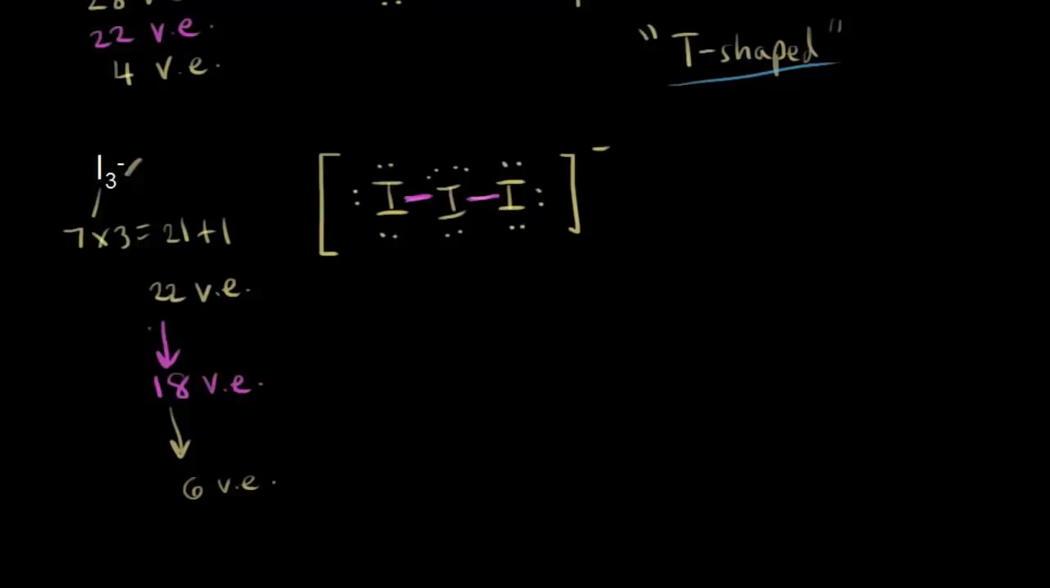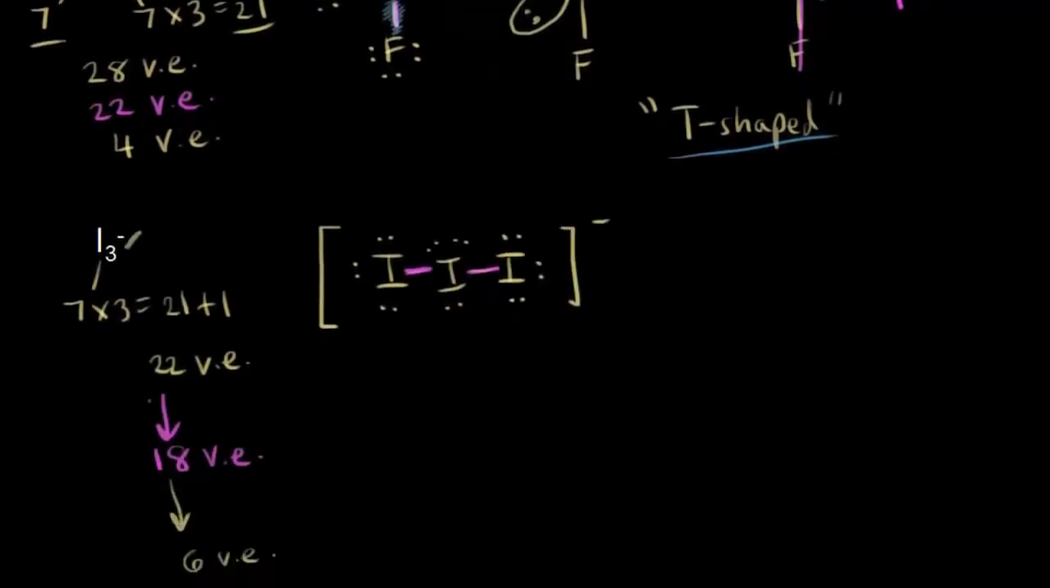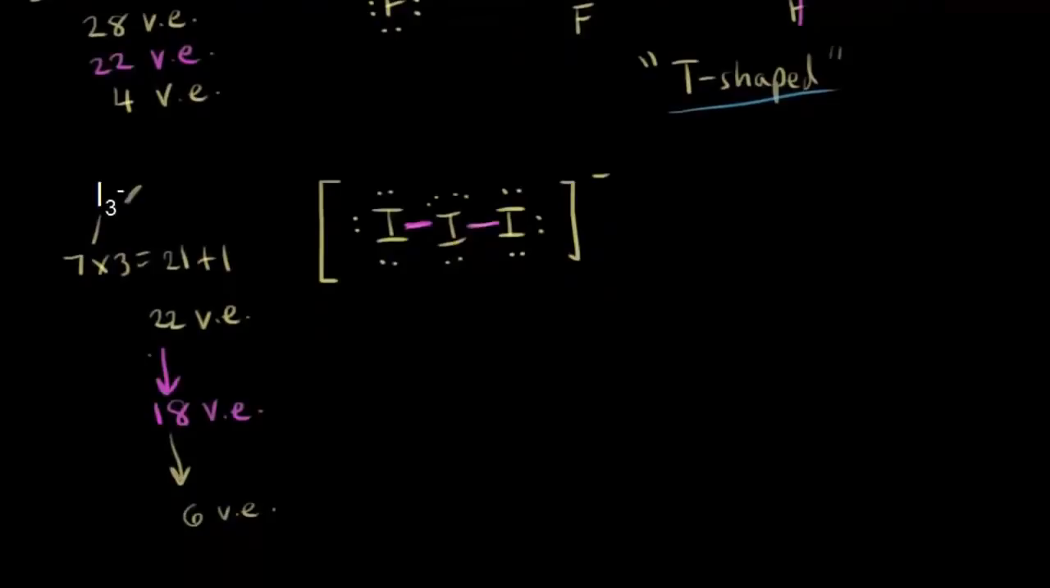Let's go back up here to our next step. Number 1, we've already drawn a dot structure to show our valence electrons. In step 2, we count the number of electron clouds that surround our central atom. So let's look at our central atom and figure out how many electron clouds surround it. These bonding electrons are an electron cloud, these bonding electrons are an electron cloud, and our non-bonding electrons, our lone pairs of electrons, are still regions of electron density, and so you can see we have a total of 5 electron clouds for this dot structure too.